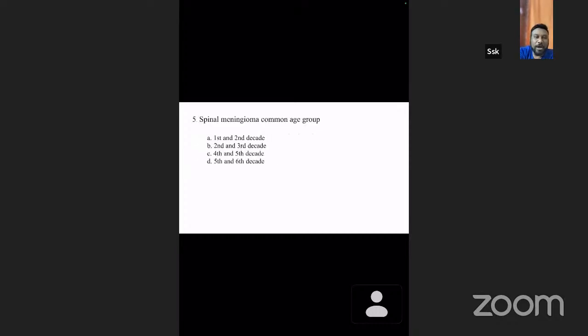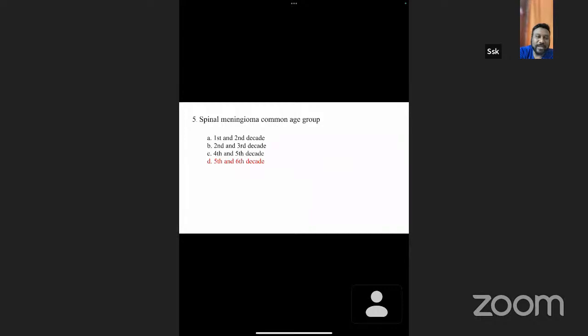The next question is on spinal meningioma. Spinal meningioma, common age group: is it option A, first and second decade? Option B, second and third decade? Option C, fourth and fifth decade? Option D, fifth and sixth decade. Now, this is a little bit tricky because the classical description for a patient with a spinal meningioma is actually a middle-aged woman. But contrary to what is classically described, it has been found that the incidence is higher between the sixth and the eighth decade actually. So of all the options, I would go with option D, which is the fifth and sixth decade.